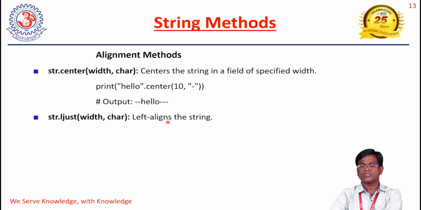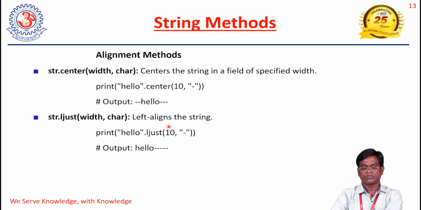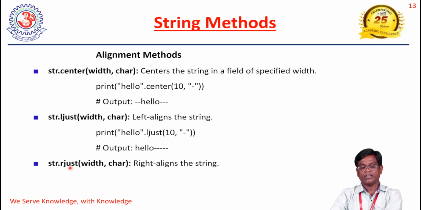And the next one, str.ljust, with width comma character. It is going to align your string with left justification. The arguments are similar to the center method, and if you apply this to the string hello, it will be displayed like this. There are no blank spaces initially. The string will be aligned to the left, and the blank spaces will be at the right side, filled with the character we specified, a hyphen. And str.rjust, again we are going to specify the same parameters here.